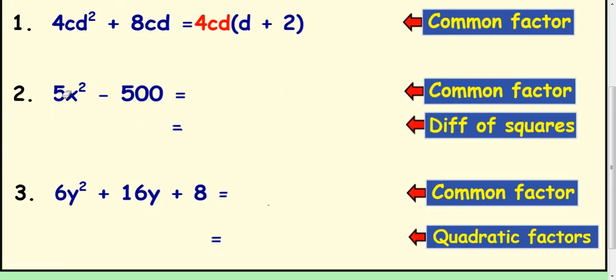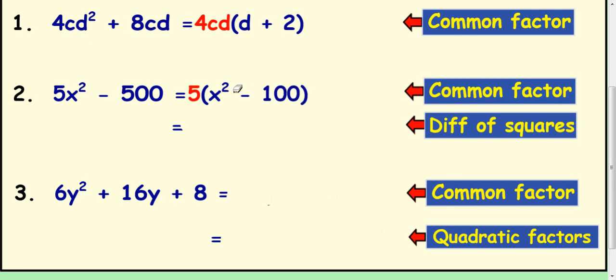Okay, question 2. First thing I want to do is check for a common factor before anything else. So I can see that a 5 is in the first term and it's also in the second. We'll divide both of these by 5. So take a common factor out of 5, which leaves x squared. 5 times x squared gives you 5x squared. Take away, and 5 times 100 will give you that last bit.